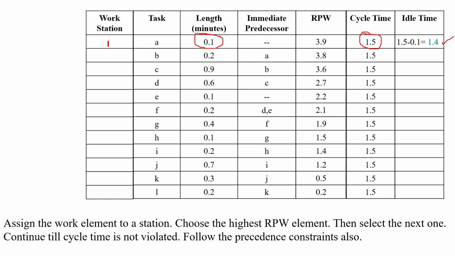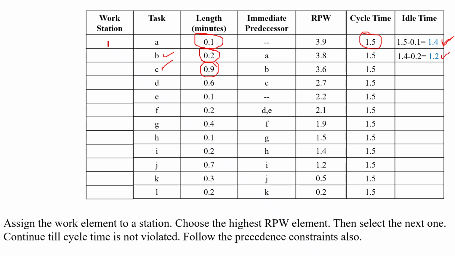Next I move to the task B. For task B, the processing time is 0.2, but the idle time after task A is 1.4 minutes, so we can add B also. After adding B, the idle time will become 1.4 minus its processing time 0.2, which is 1.2. Next we move to the next task C. Its processing time is 0.9 and the available time is 1.2, so we can add the task C also.